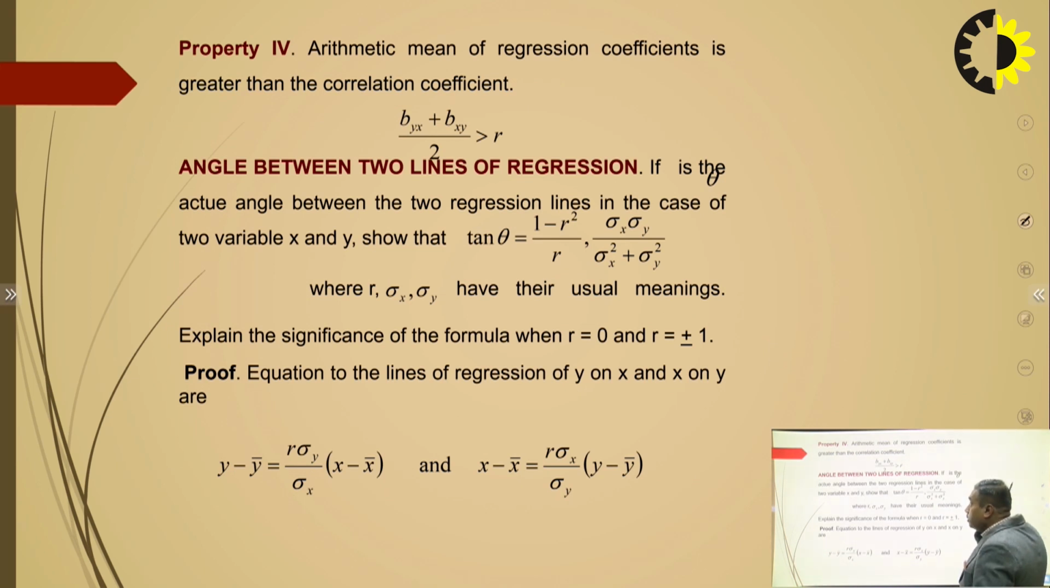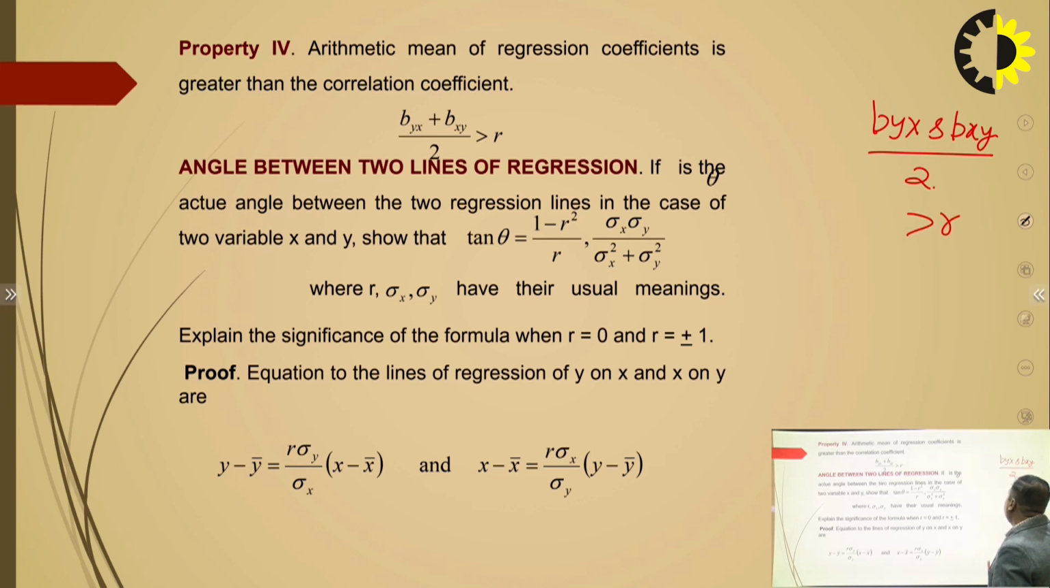Fourth property: the arithmetic mean of the regression coefficients is greater than the correlation coefficient. That means byx and bxy are the regression coefficients, and we are taking the average. (byx + bxy)/2 is always greater than r.